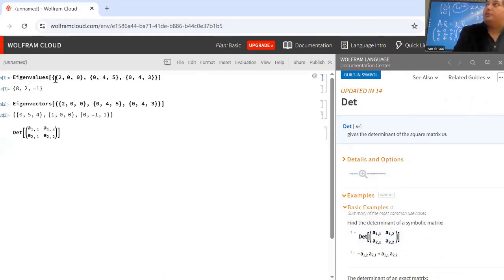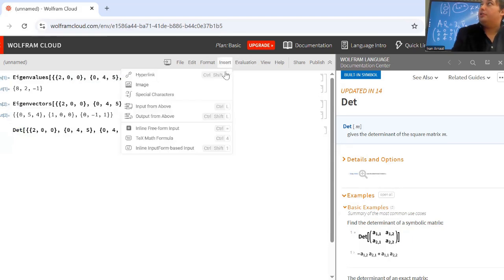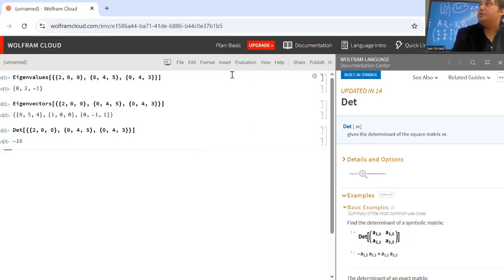Let's calculate the determinant of this matrix, for example. Determinant, evaluation, evaluate cells, minus 16. This is the determinant of this matrix. But I am just calculating it for completeness. It's not part of the exercise, just for showing.